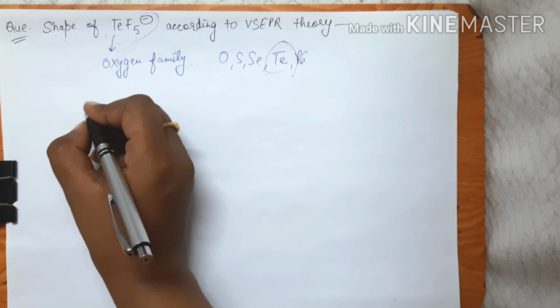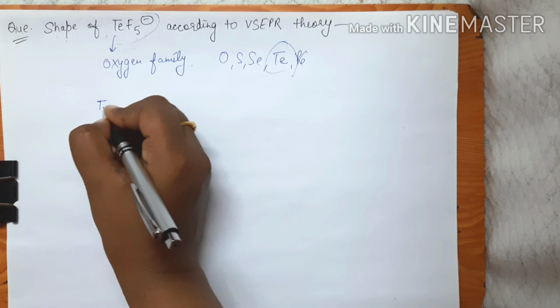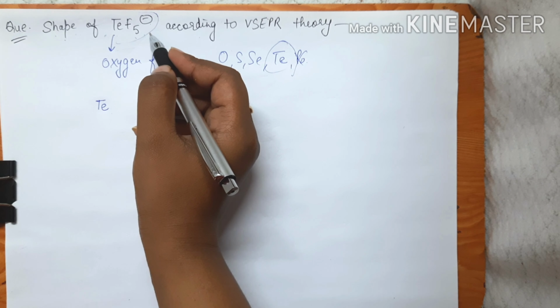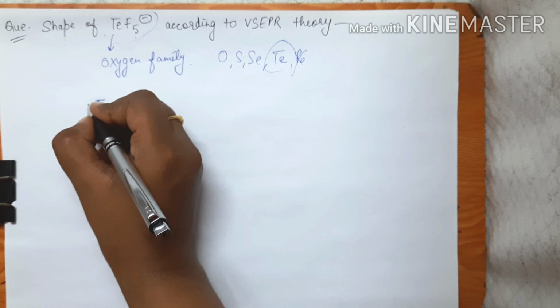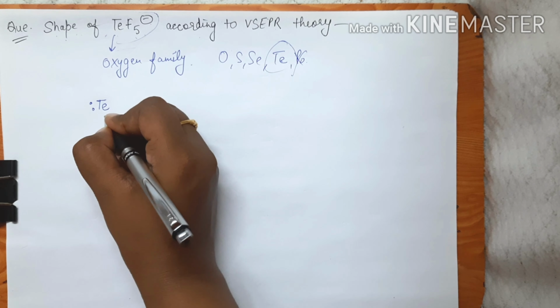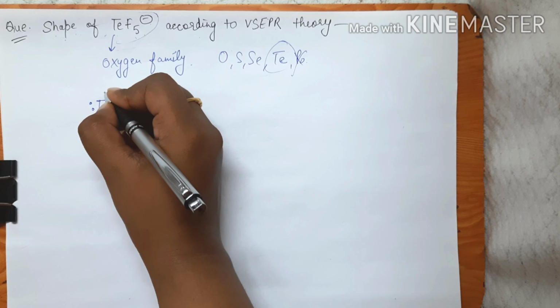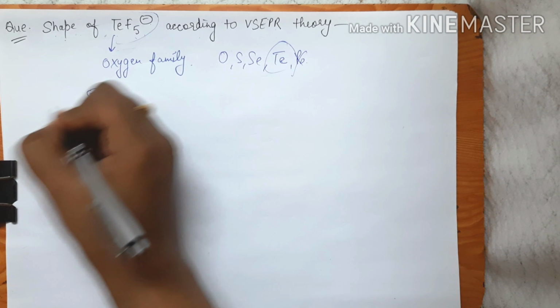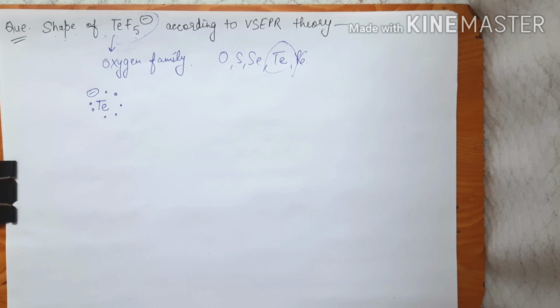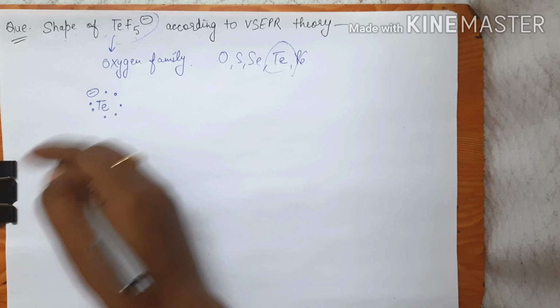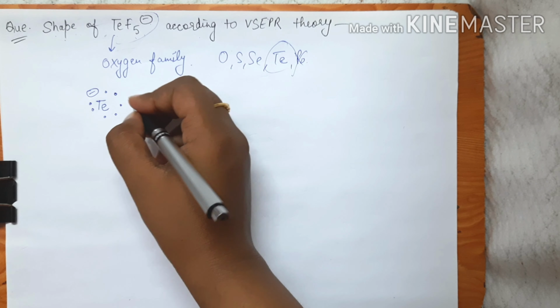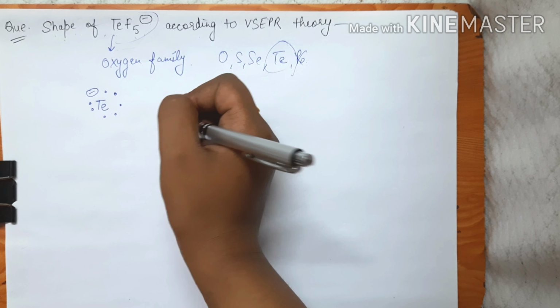So now here the central atom is going to be tellurium. Here one negative charge is there. So 1, 2, 3, 4, 5, 6 and 7 electrons will be present because there is also one negative charge. It was having 6 electrons in the valence shell, so 1 electron is added because of the negative charge. So this is all about the valence shell of Te negative.